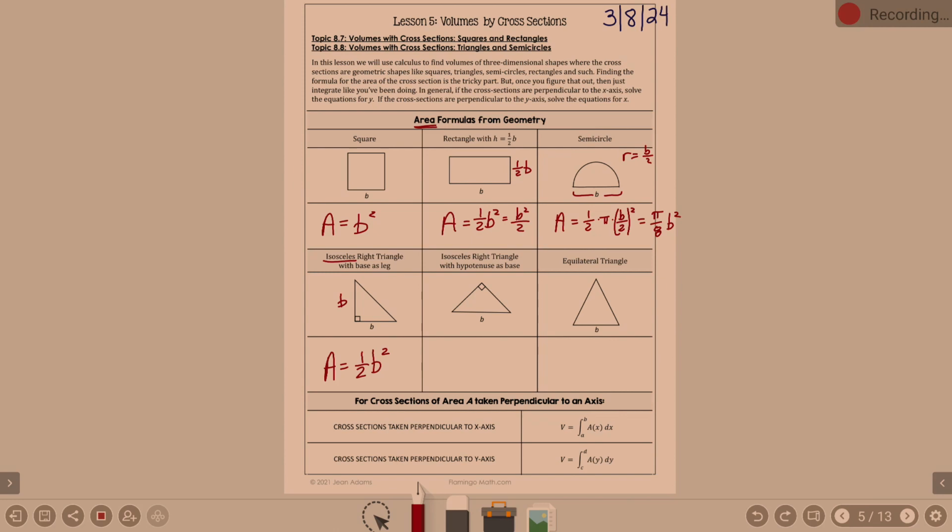What about an isosceles right triangle with hypotenuse as base? Would that be the same? No, it's not. Isosceles is only 2 of them make the same side, and it's these 2 that have the same length. Can you just do 1/2 base times height? Here's my base, so where's my height? Down at 45 degrees. My height is the distance to the top of the triangle that meets the base at a right angle, so we need to know that little piece.